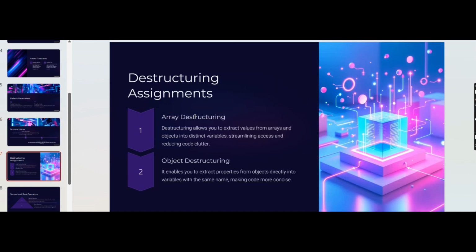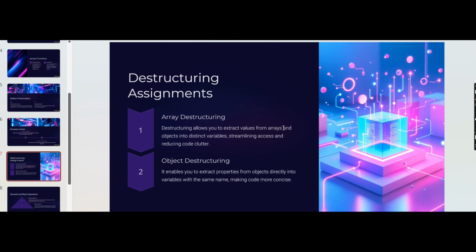Destructuring arguments. There are two concepts inside this destructuring. We can destructure our values in two ways, or two types we can say. One is array destructuring, the other is object destructuring. Array destructuring deals with taking particular values from an array, and in object destructuring we take particular values from an object.